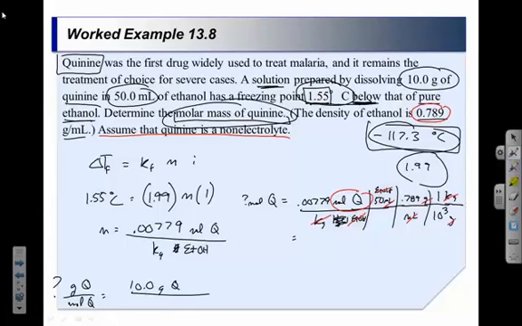So I take that molality, multiplied by 50, multiplied by 0.789, divide by 1,000, and I get 0.00307 moles. And so that is moles of quinine, and so grams of quinine per mole of quinine is going to give me my molar mass.